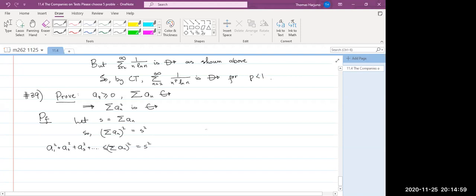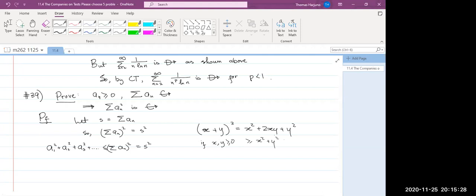Remember the squares: x plus y squared is equal to x squared plus 2xy plus y squared, okay? And if x and y are both positive or non-negative, then this is greater than x squared plus y squared. Do you see that? Do you see what I mean?